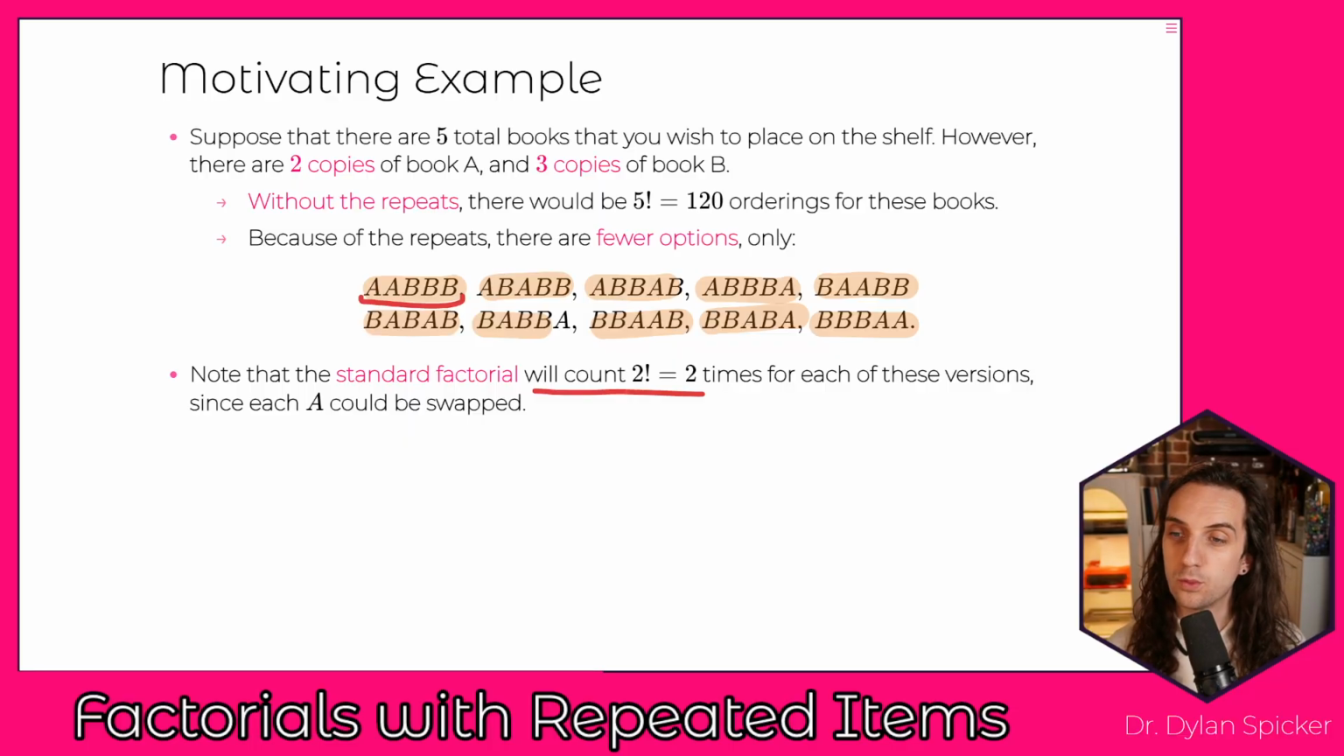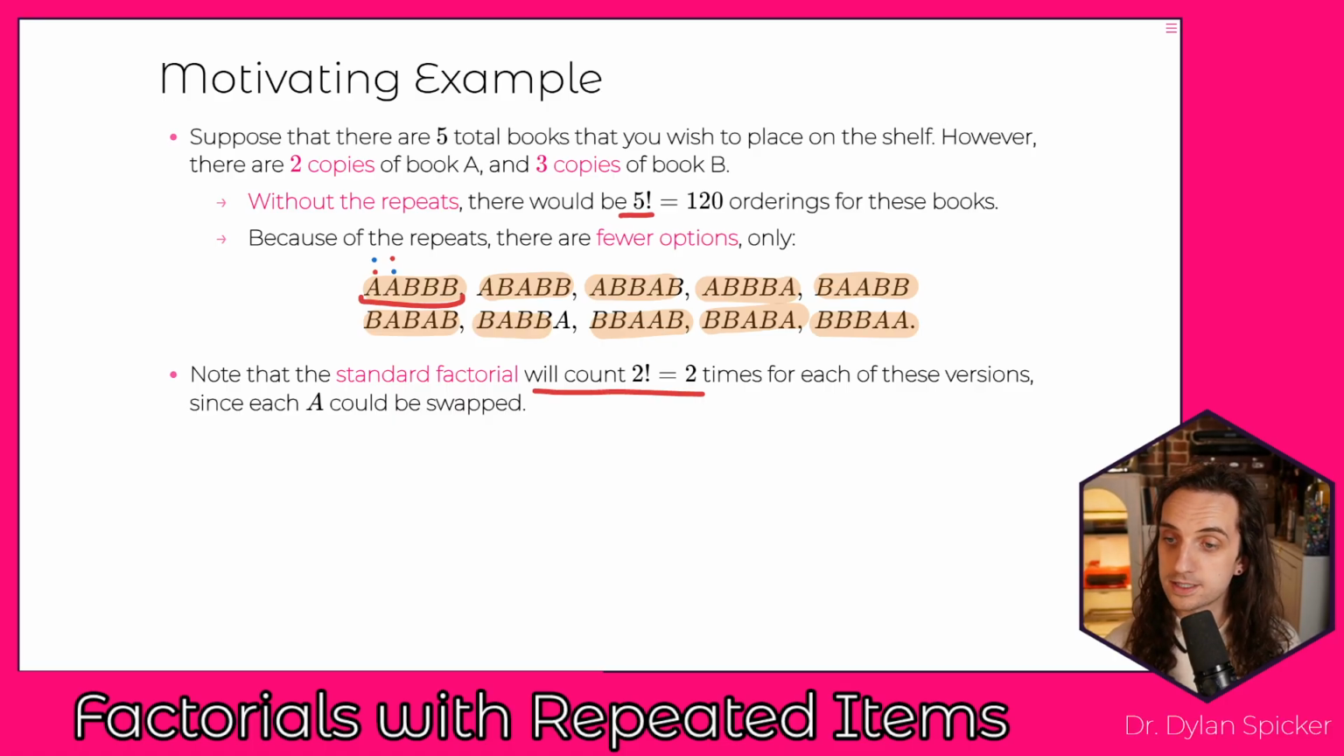And if we think about what's happening in our regular 5 factorial, one of these A's will be, say, A1, and the other A will be A2. I'll denote those by putting different colored dots on top of them. In the regular factorial, if you have the red dot and then the blue dot, that's 1 ordering. And if you have the blue dot and then the red dot, that's a second ordering. And so this particular combination of books would get counted twice.